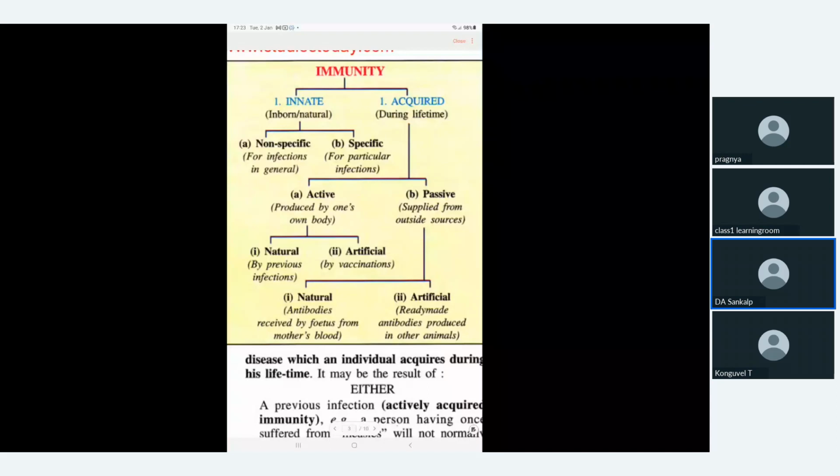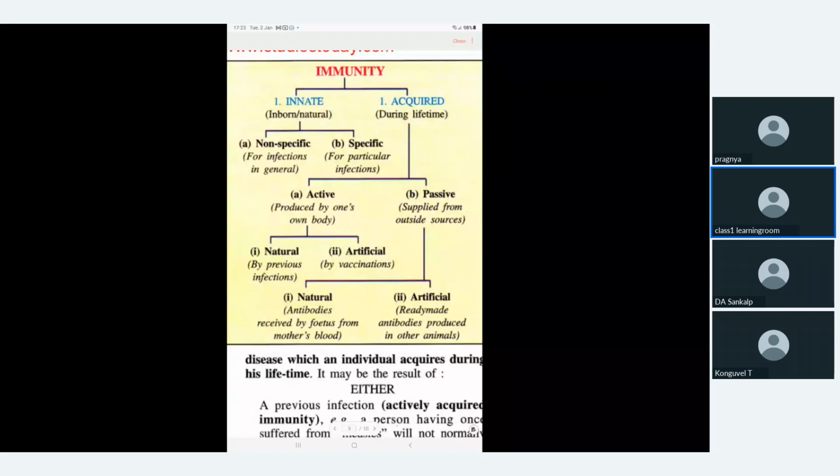Okay, natural in the sense, generally our body will produce antibodies, or will receive antibodies. For example, from the mother's blood, the fetus receives antibodies. So that's natural. You're not doing anything, but automatically the physiology of a mother and child is like that. The fetus which is developing inside the mother's womb receives antibodies from the mother. That's natural passive immunity. And then artificial, in the sense that we produce antibodies outside.